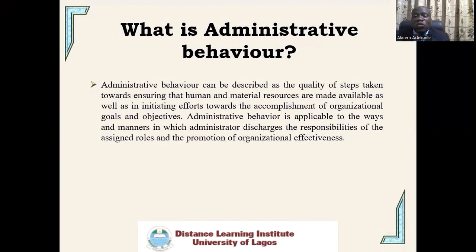And it also has to do with the quality of steps taken towards ensuring that human and material resources are made available, as well as in initiating efforts towards the accomplishment of organizational goals and objectives. Administrative behavior is thus applicable to the ways and manners in which administrators discharge the responsibilities of the assigned roles and the promotion of organizational effectiveness.